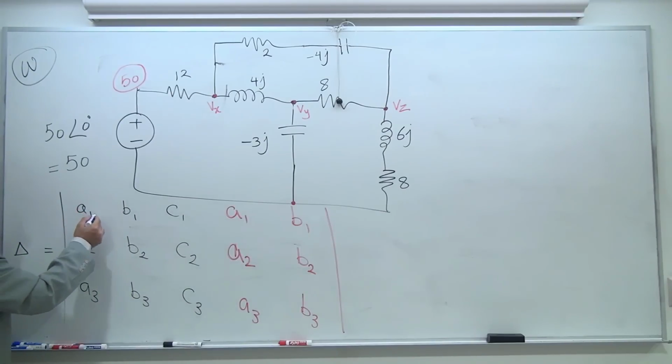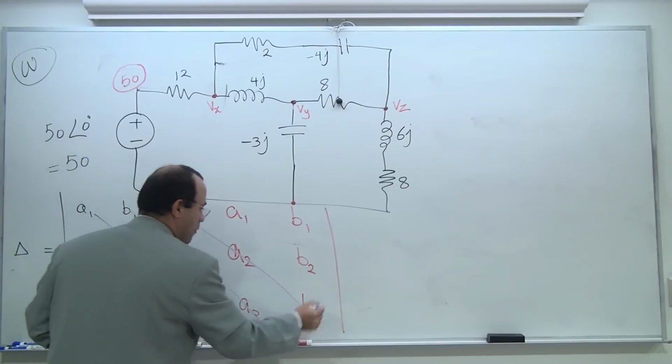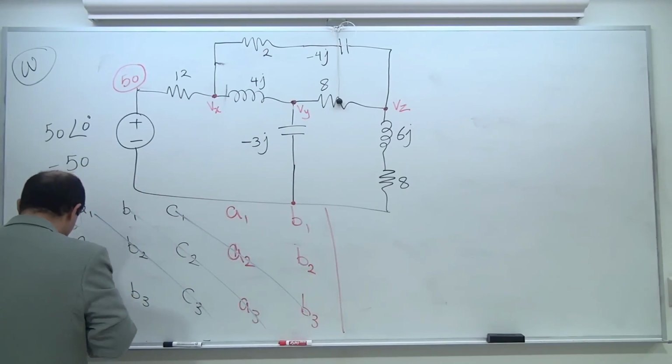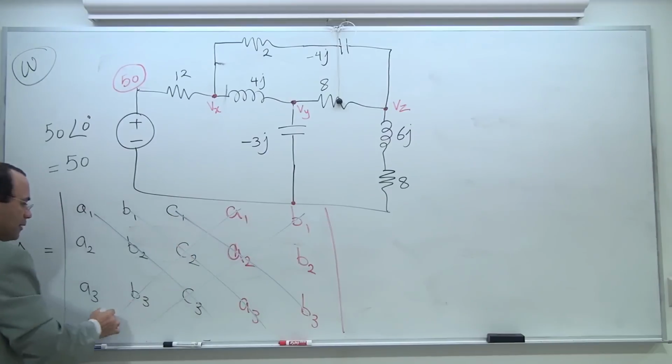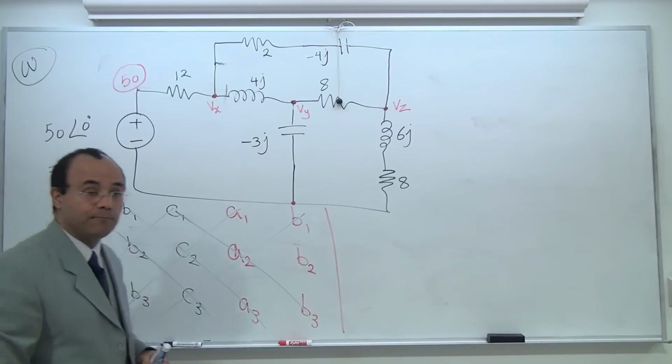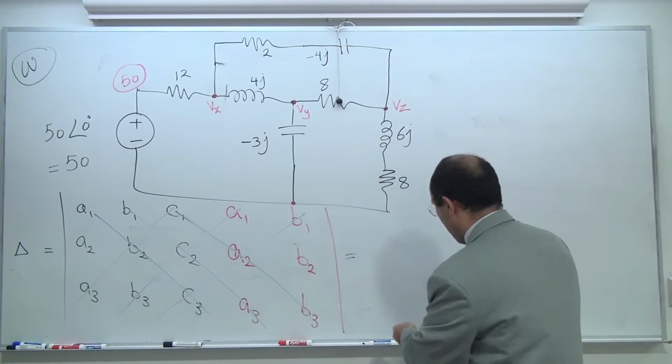You need to go diagonal. Sum them up. Minus, open bracket. You need to go anti-diagonal. Sum them up. Close bracket. You're done. So the way it is going to be, let's do that.